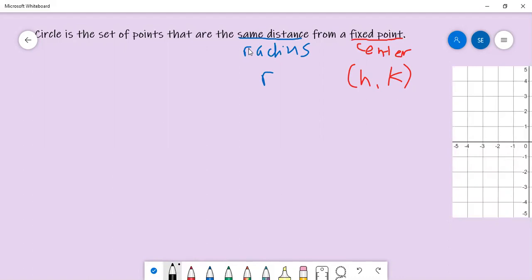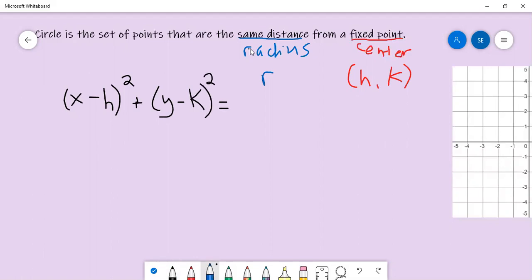Now, the general format for the equation of a circle is: we have x minus the x component of our center, which is h, and I'm going to square this, plus y minus the y component of our center, which is k. All of this is squared, and this is going to equal our radius squared. So this is the general format for a circle.